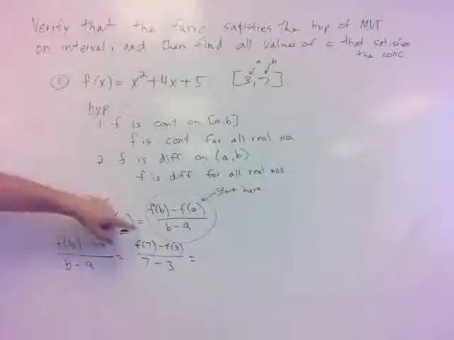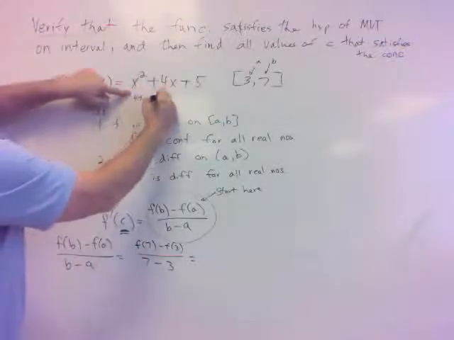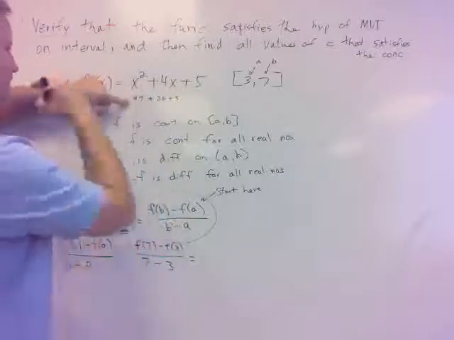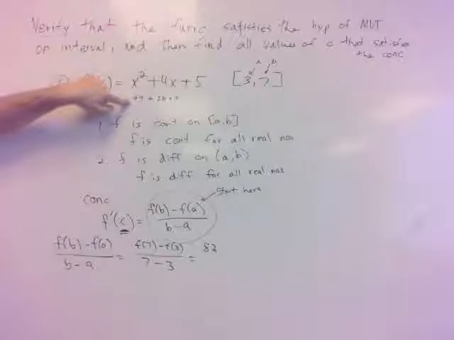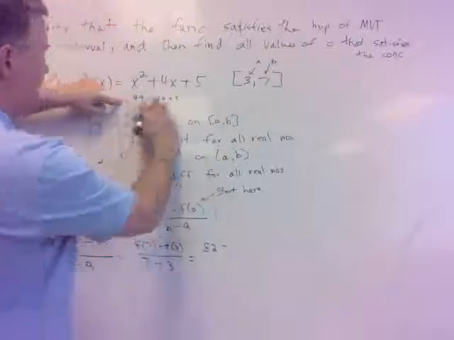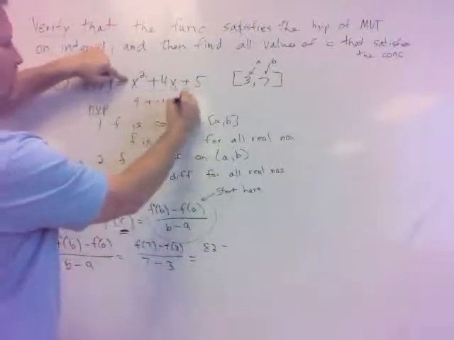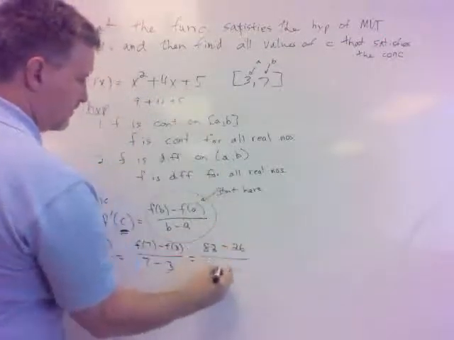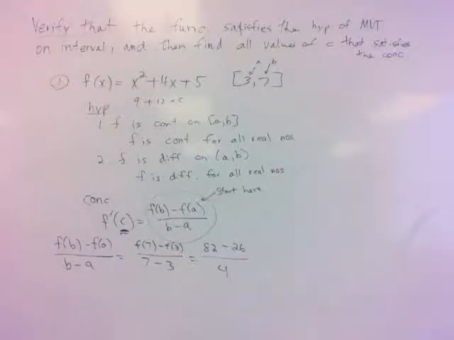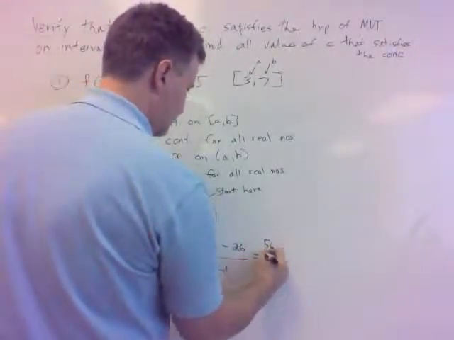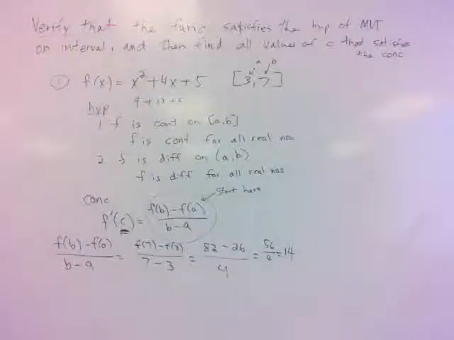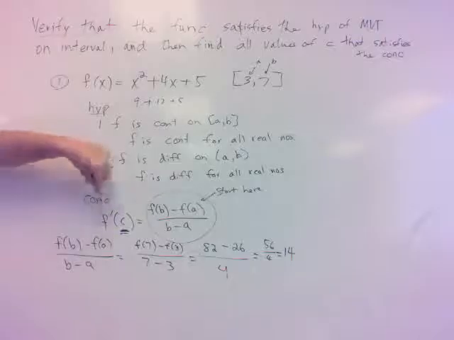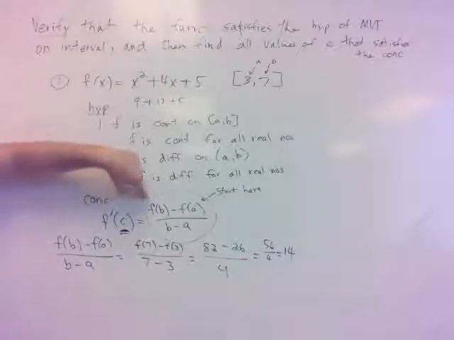Just figure those out. F of 7, that'd be 49 plus 28 plus 5, which is 82, right? Is that 82? That's what you got. Okay. F of 3 then would be 9 plus 12 plus 5, so that's 26, over 4. So 56 over 4 is 14. So that's F of B minus F of A over B minus A. Now I want to find C such that the F prime of C equals 14.